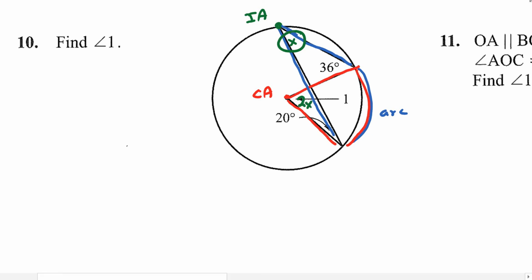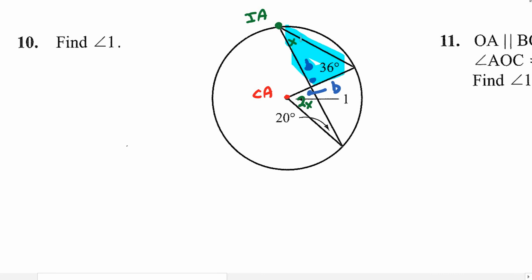Okay, and let me just erase all the colors now. So I've labeled my triangle X and 2X there, and I know that this angle right here, I don't know what that angle is, so let's just call that angle B. If that's angle B, then the opposite angle here has to be B as well. Okay, and now we can use the same kind of idea as the previous problem.